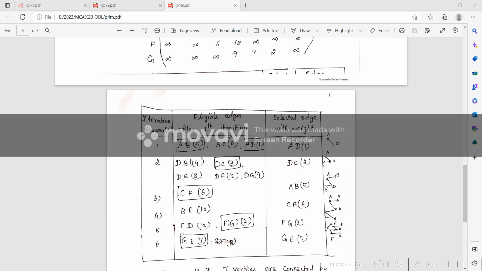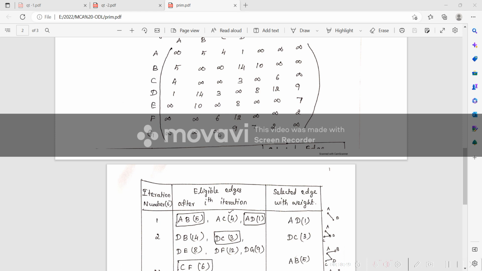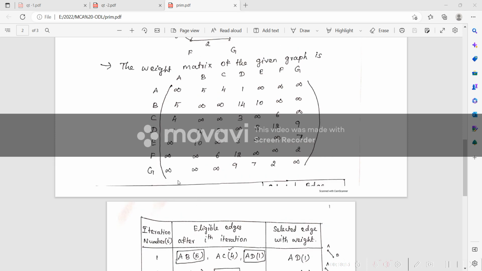Okay, so now we have 4 vertices, A, B, D and C. So already A, D, C, whose emerging edges are mentioned here. So now we have to go for the new vertex, namely B. So what all edges are emerging from B. Okay, so BA already mentioned here, so don't take this one. And then BD also already taken. So we are going with BE.